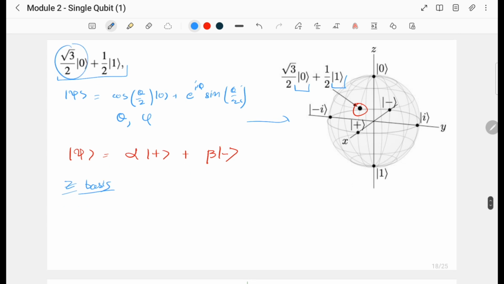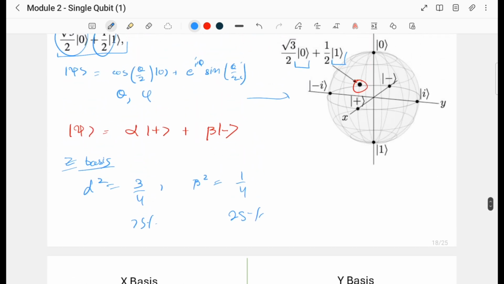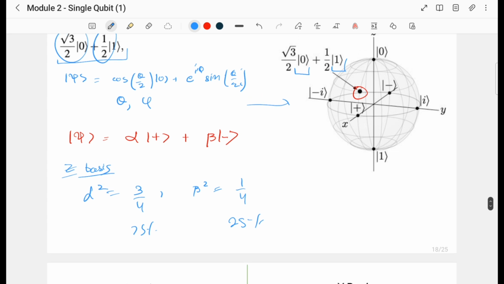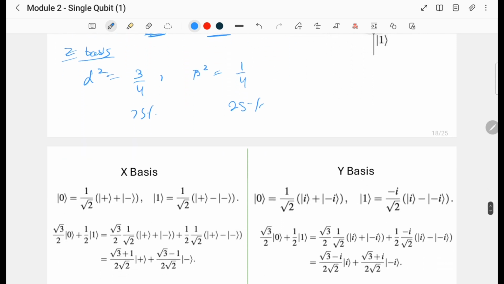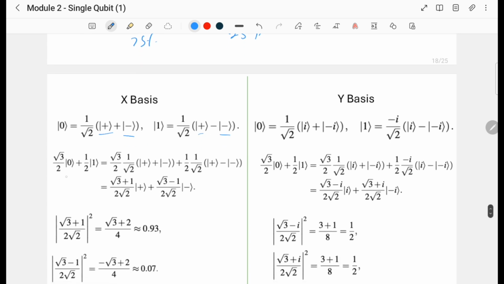So we simply take this alpha and this beta: alpha squared is equal to 3 by 4, beta squared is equal to 1 by 4. This gives us 75% and this gives us 25% probability. Now let's check the x basis. To measure in any basis, first we need the state in that particular basis. We know the conversion from 0 and 1 to plus and minus, so we convert our state from the z basis to the x basis.